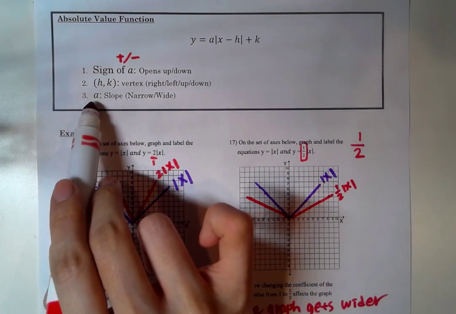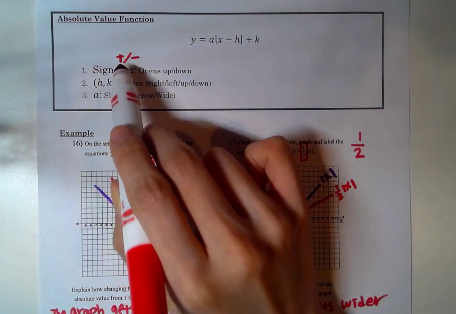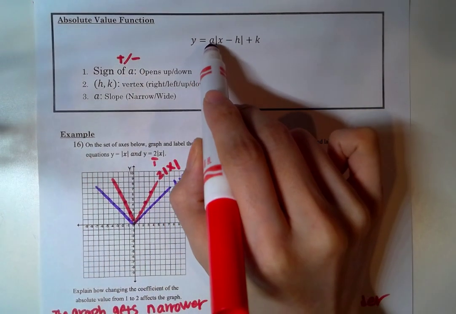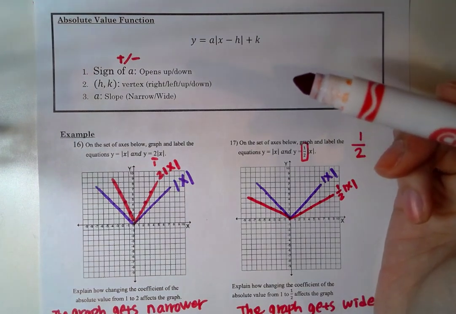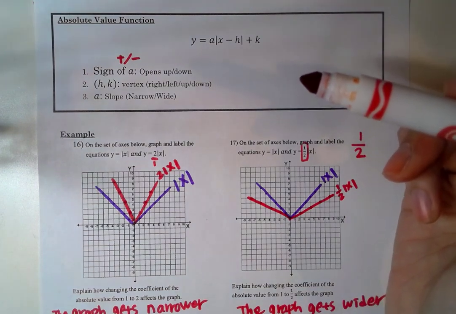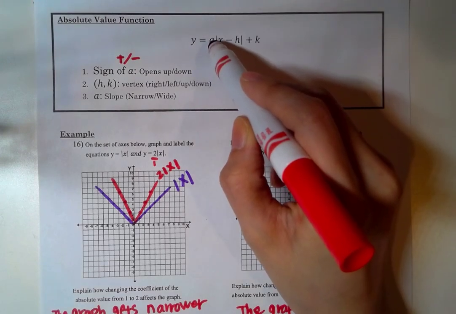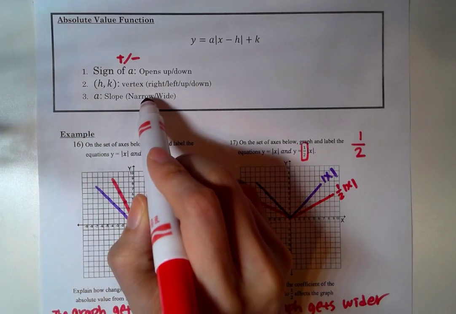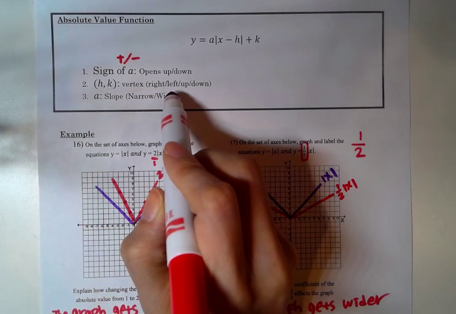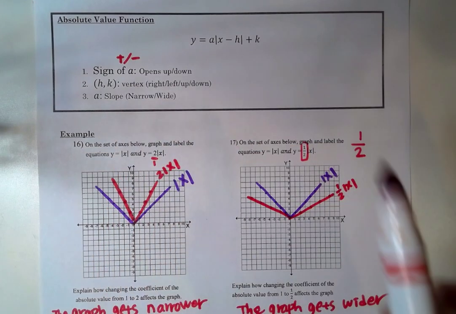And this a means the number. We already did the sign, so I'm talking about the number here. That could be 3, that could be 1/3, that could be 2, or that could be like 0.2, whatever number you have. So that number decides what? Narrow or wide. In other words, that could be your slope.